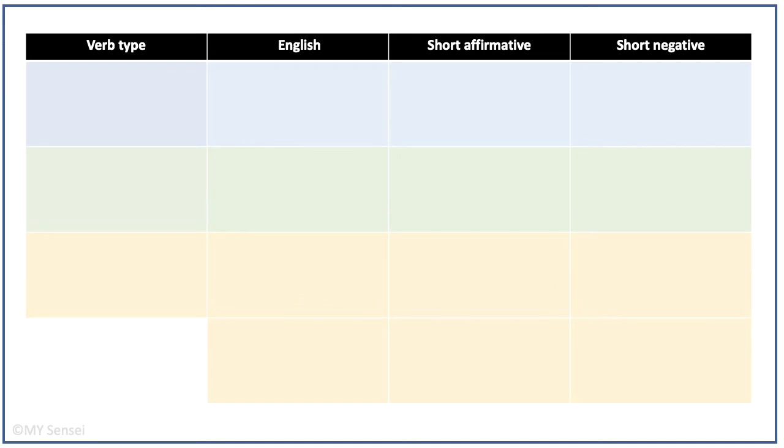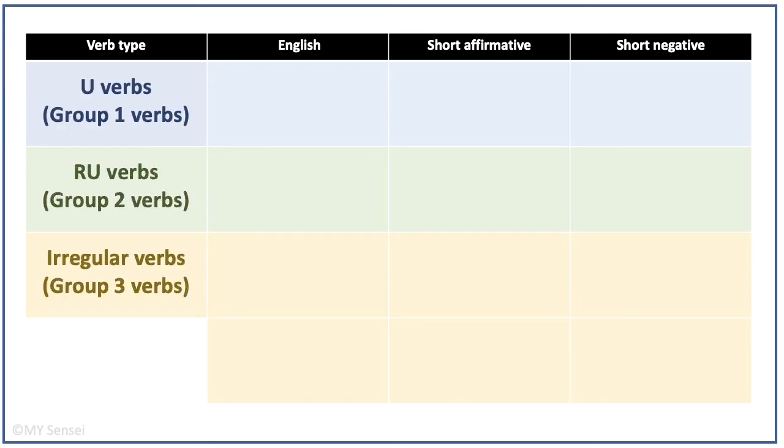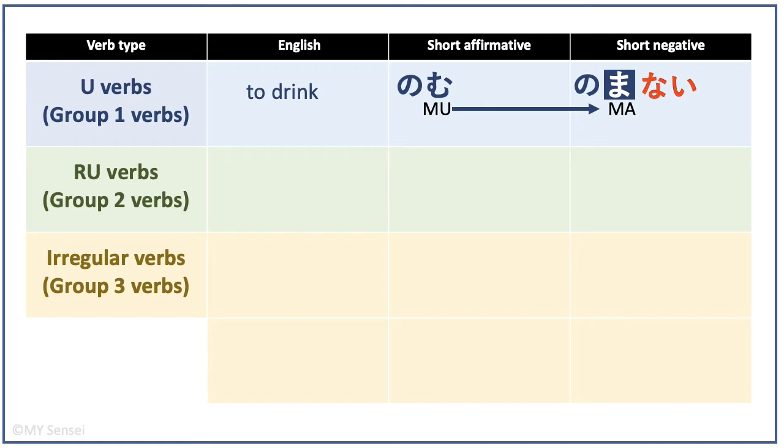Here's a short recap. There are u verbs, ru verbs, and irregular verbs in Japanese. Nomu, to drink, is a u verb. To get its negative form, change the u ending sound to a, that is mu to ma first, and then add nai. So, nomu's negative form is nomanai.